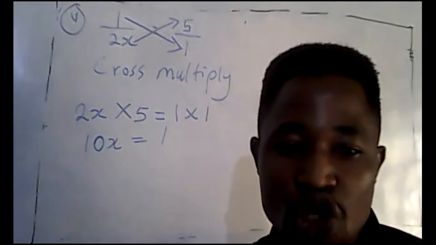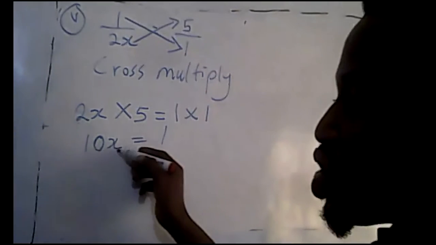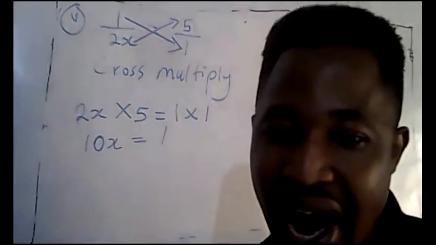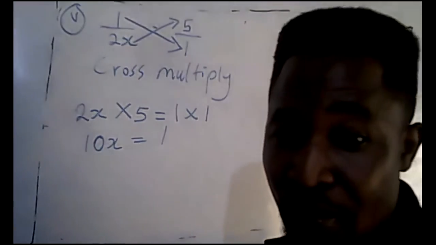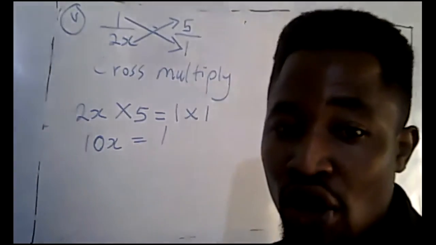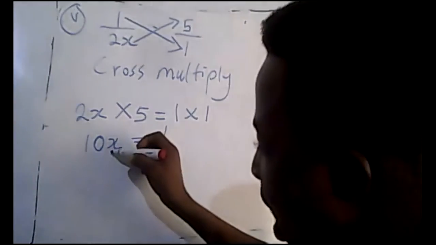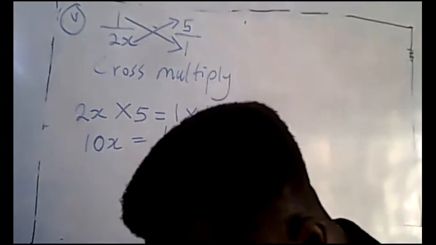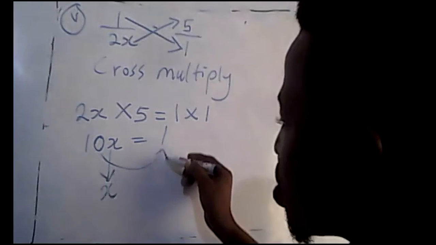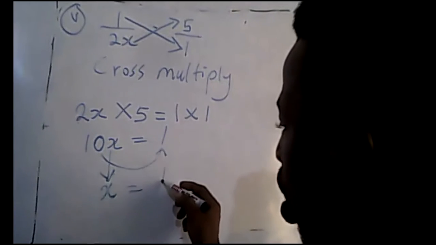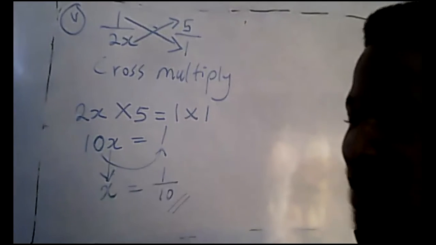Now, we need to isolate our x to get the value of x. What you do is do the reverse of the sign that binds x and 10 together. What sign binds 10 and x together? Multiplication. To unbind them, do the reverse of multiplication. That means divide. So the x comes down, and 10 will come over here to divide 1. So you have x equals 1 over 10.